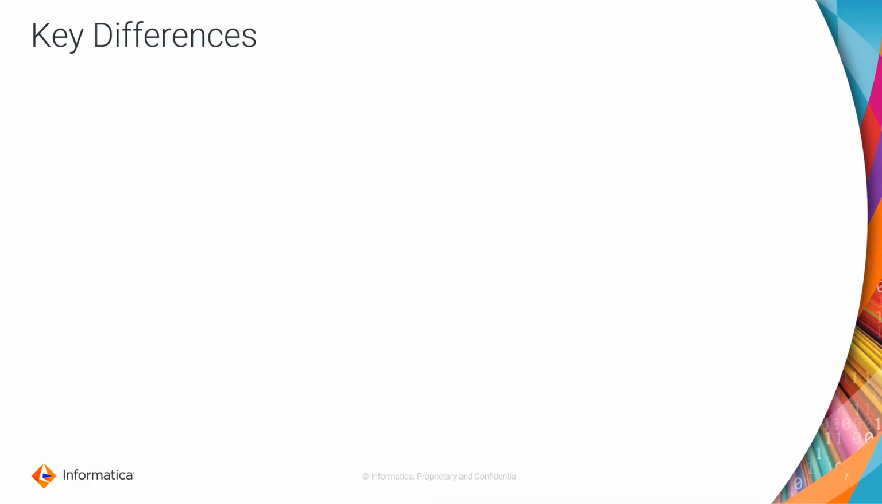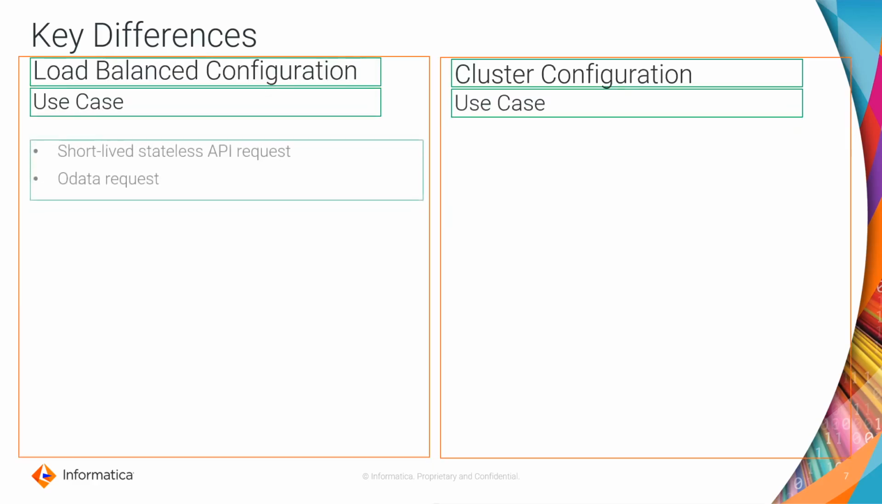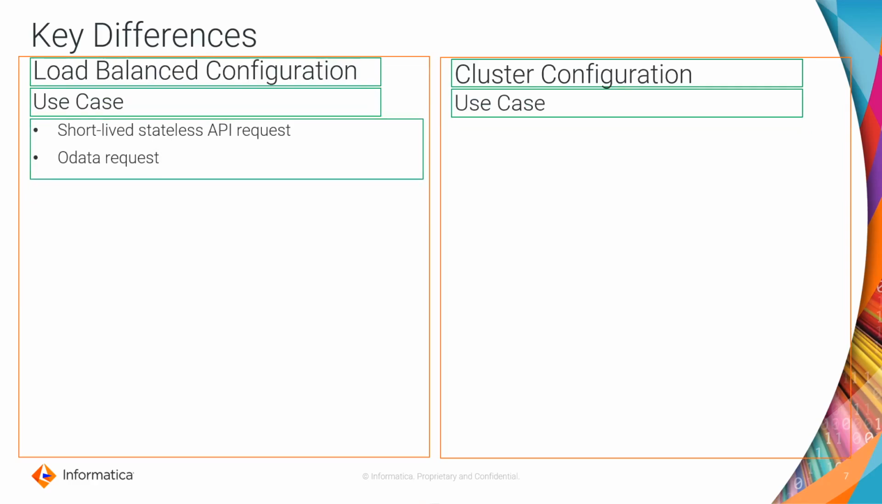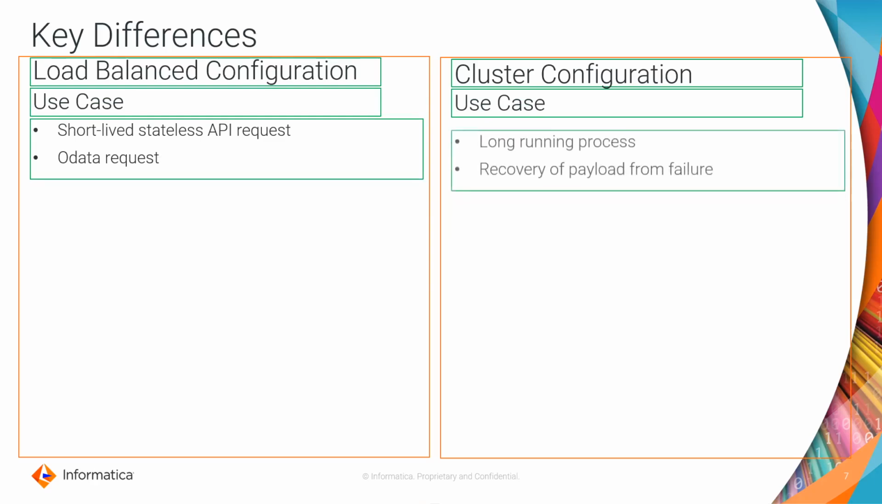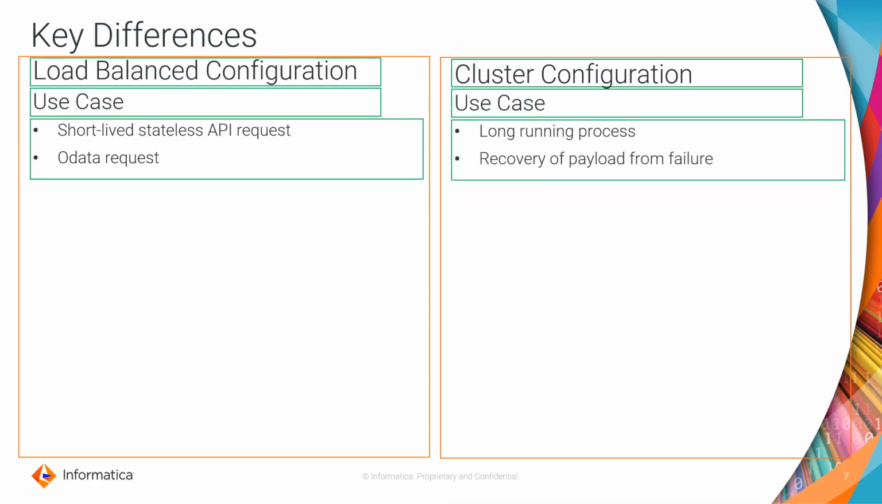Here are the key differences between the two. Load balance configuration is suited for short-lived stateless API requests and OData requests. On the other hand, cluster configuration can serve better for long-running processes and process execution where recovery of payload from failure is important.